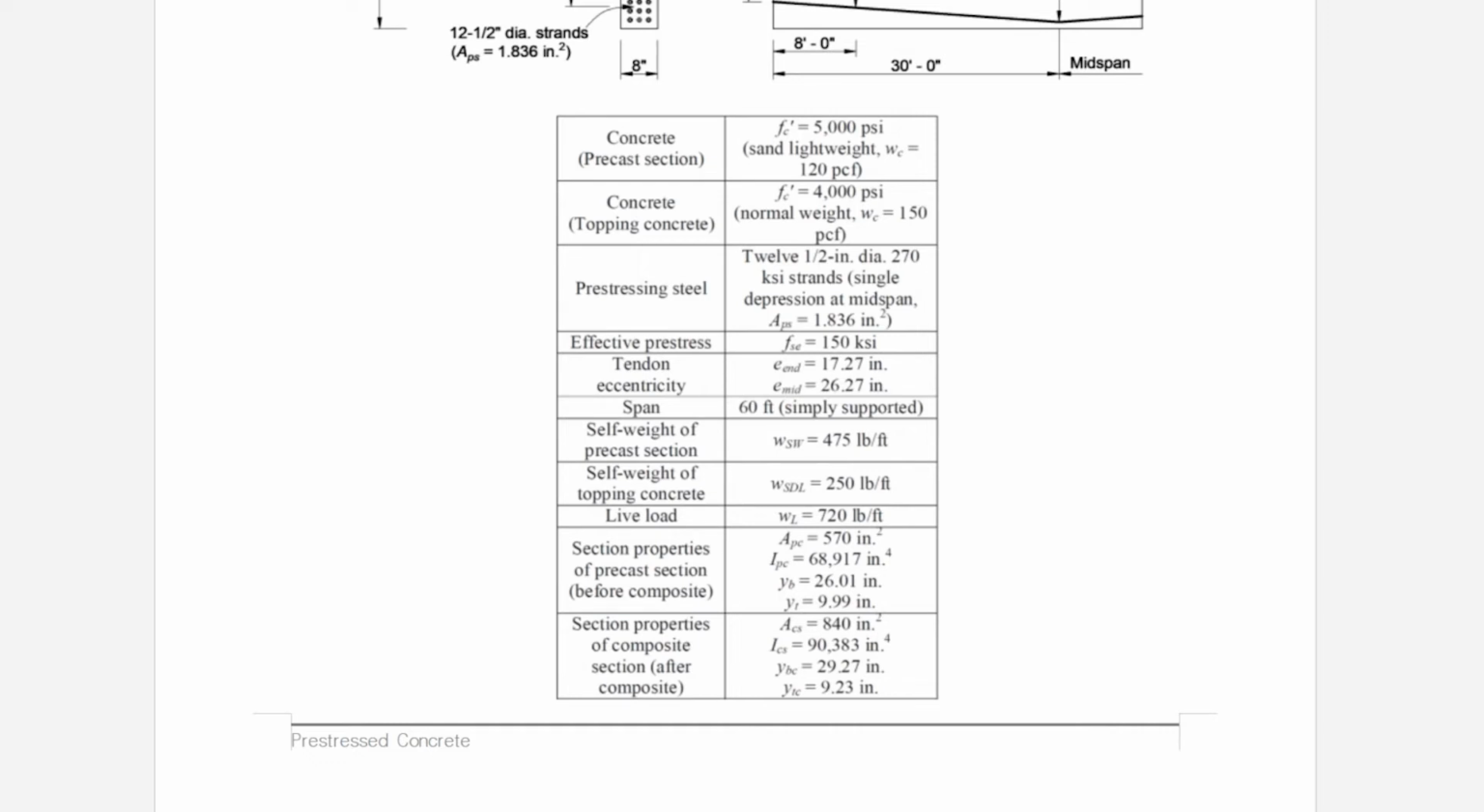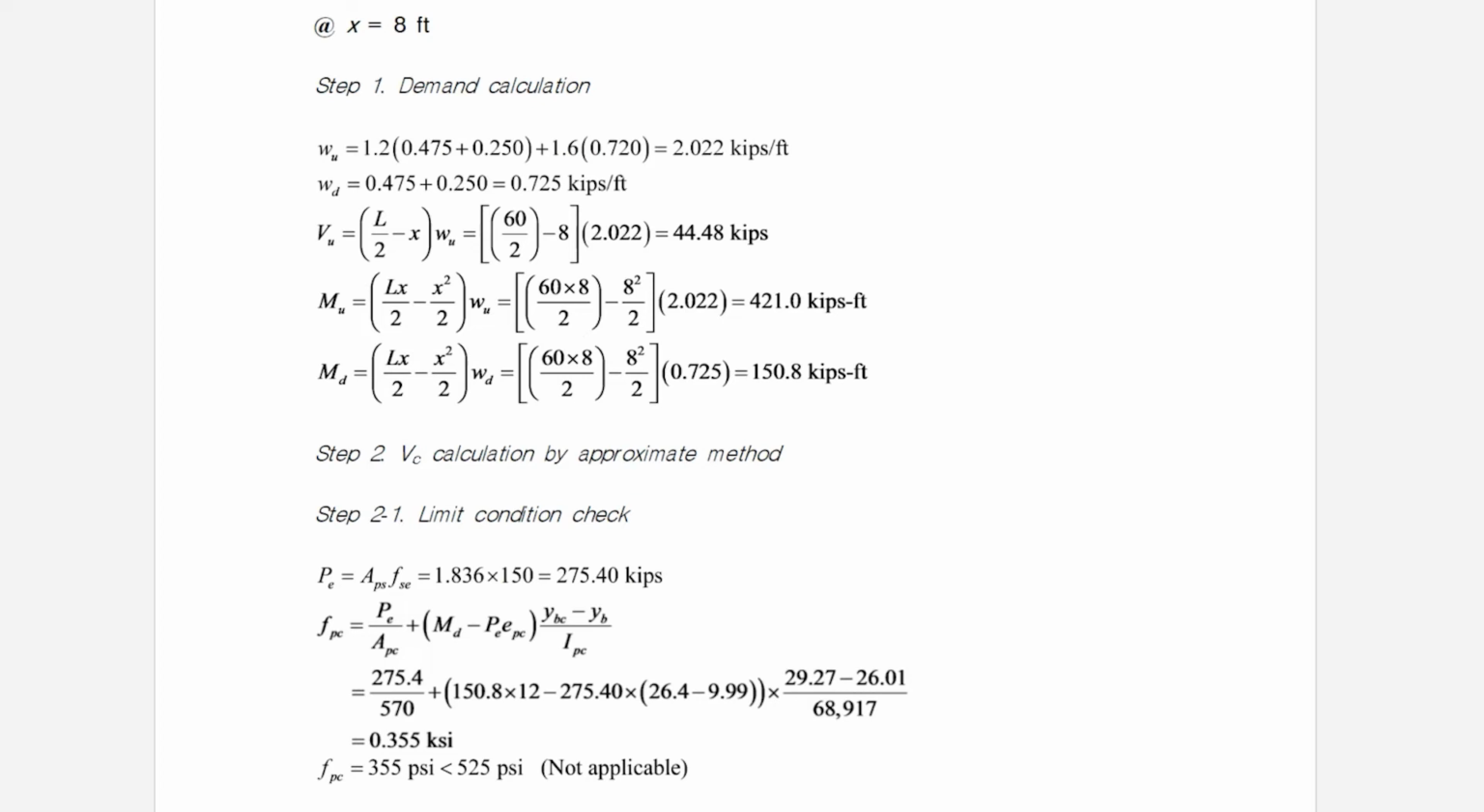Sectional properties of only precast section and total composite section are already calculated at 8 feet distance from the end. VU, MU, internal force, shear force and moment at 8 feet distance for the factored loads are calculated, as well as the self-weight induced internal moment at that section. Let's check whether we can use approximate method.